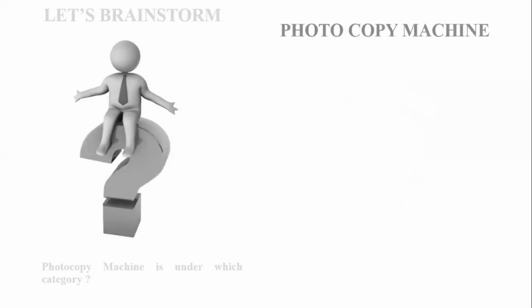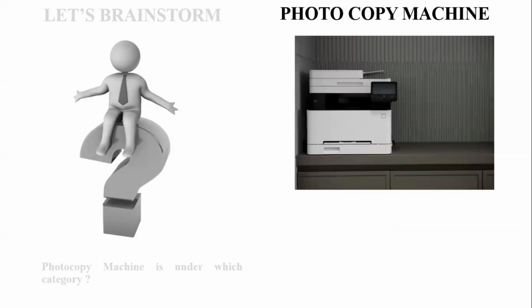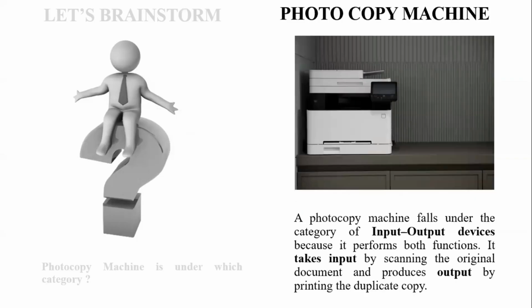So once you can categorize both the input and the output devices, you are good to go. So now, why is the photocopier an output device? Because a photocopy machine falls under the category of what? Input devices? Because the printer is output, it displays.